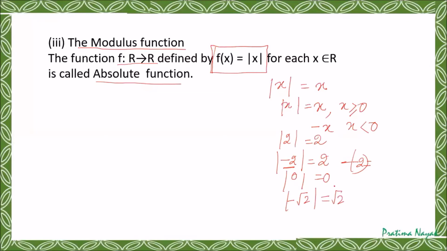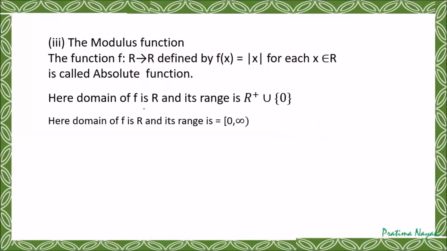So the output will be a positive real number, and the domain can be anything. Anything you can put in place of x. So the domain of f is R, all real numbers. But the range is all positive real numbers starting from 0. So it is better to write it in interval form.